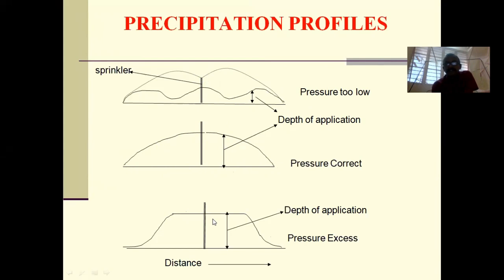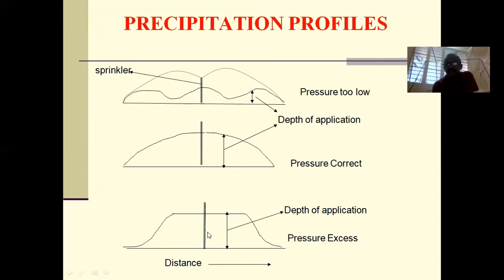When pressure is excess, when the jet comes out of the sprinkler, it will break down into very, very small droplets, and it will not have energy to travel. So what will happen is all the droplets will fall down near the sprinkler itself.